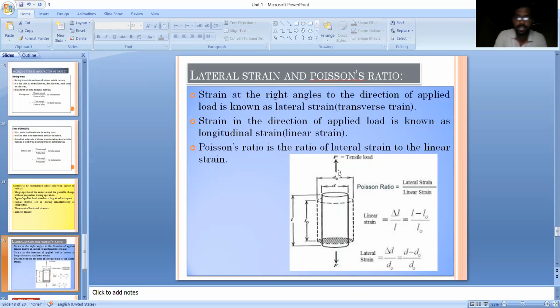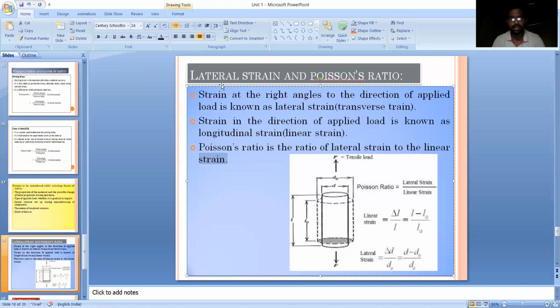Okay, so the strain in the direction of the applied load is known as longitudinal strain. If you see this diagram, the force is F, and the length is parallel to the applied force. So the strain due to this dimension is known as longitudinal strain. Poisson's ratio is the ratio of lateral strain to the linear strain. So this is how we can define lateral strain and Poisson's ratio.